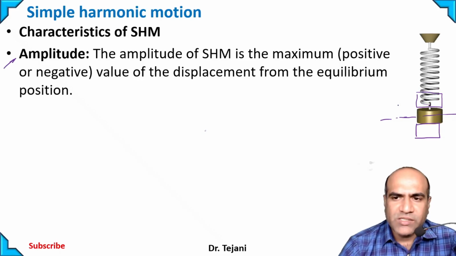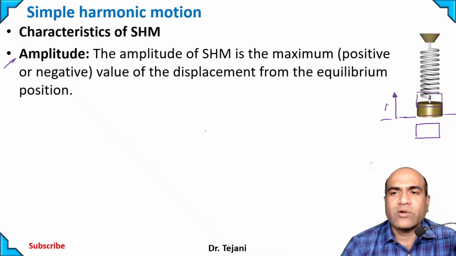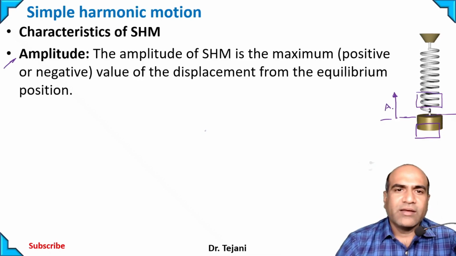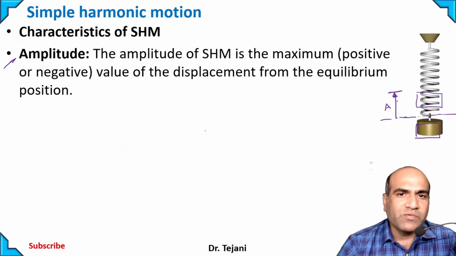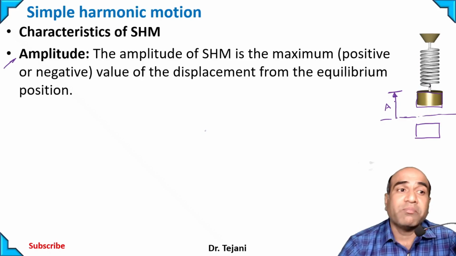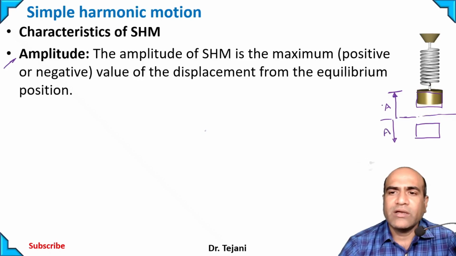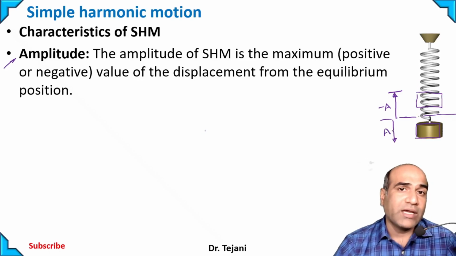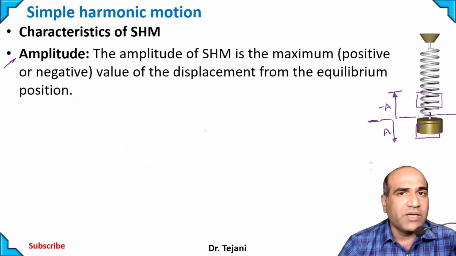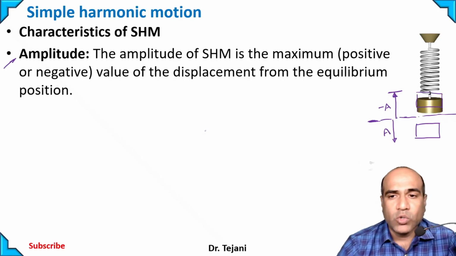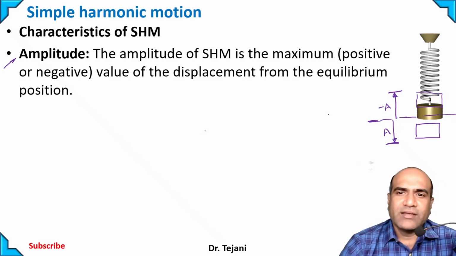So it is the distance from the mid position to either end, and that is denoted by capital A. A capital letter is used for the amplitude. So the amplitude of simple harmonic motion is the maximum positive or negative displacement. It works on both sides, we can have it on the downside also, upward or lower you can take as negative or positive. So it is the distance from the equilibrium, meaning the mean position, to the upper or lower limit of the movement. Very simple, right? So that is amplitude.